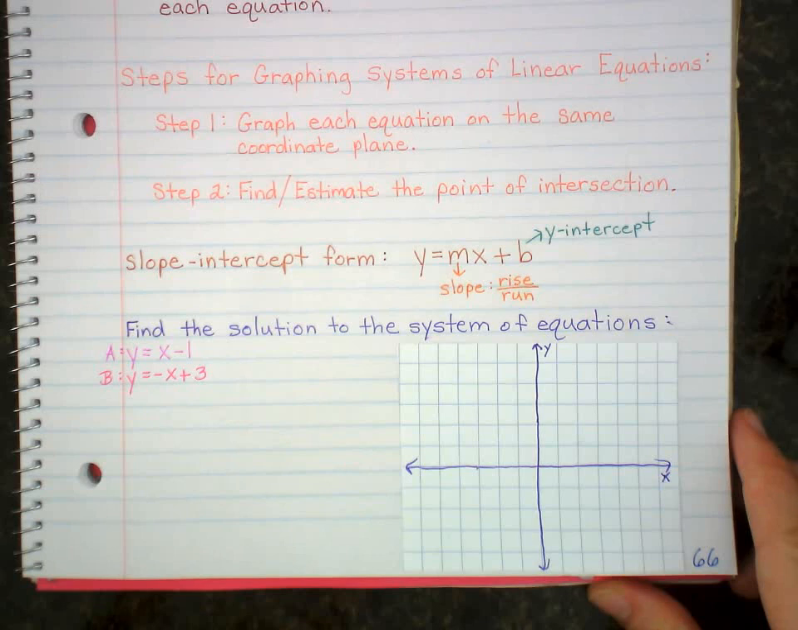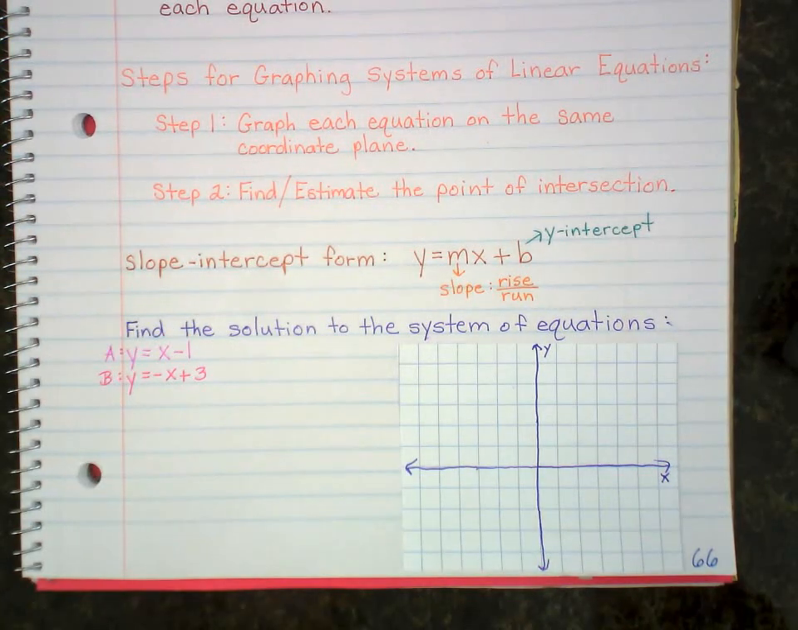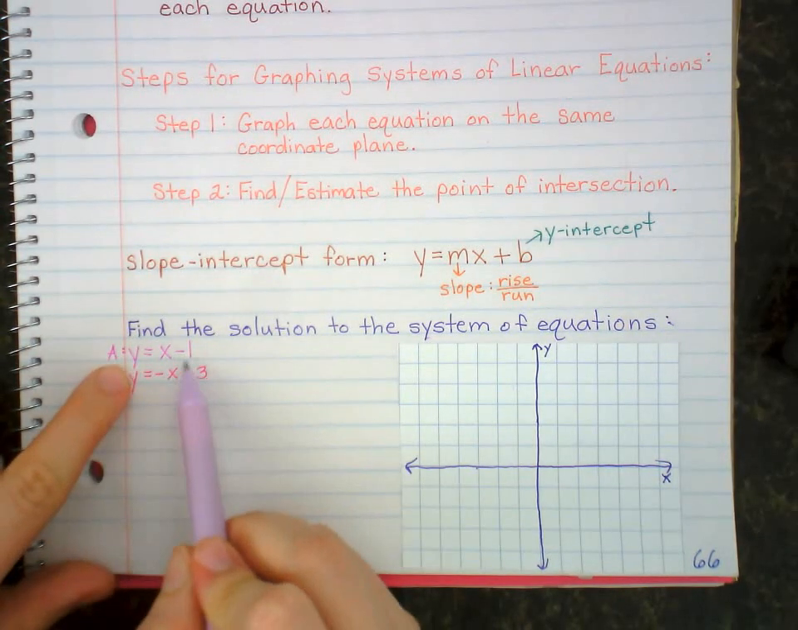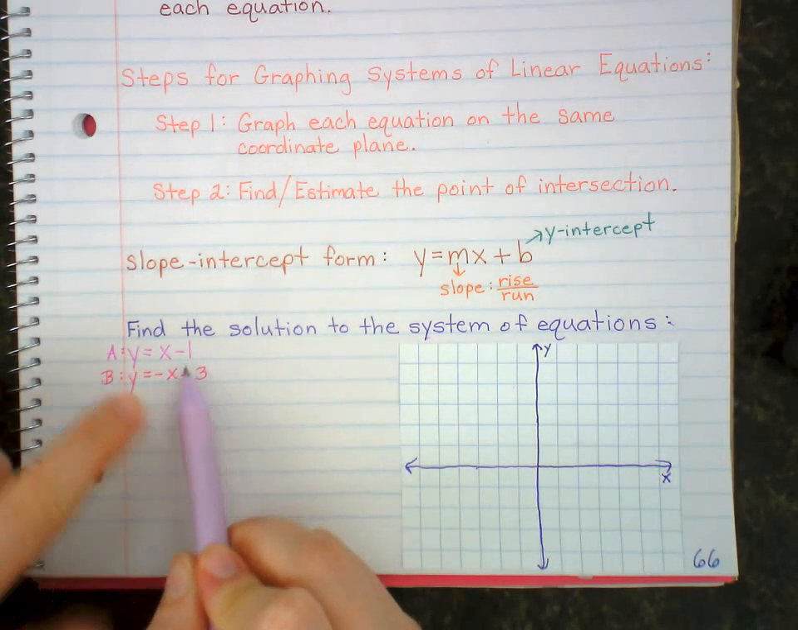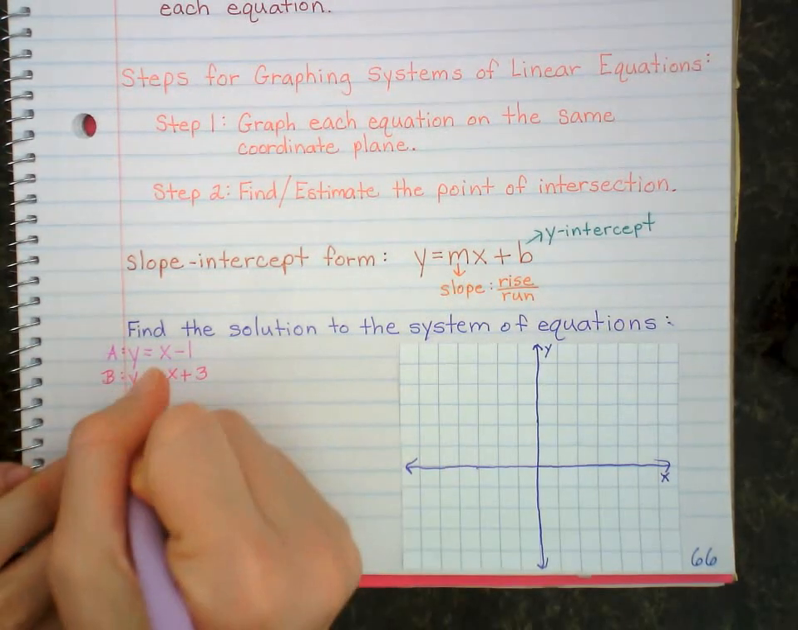So, step 1, graph each equation on the same coordinate plane. We have 2 equations. The first one is y equals x minus 1. I'm going to label it here, A.